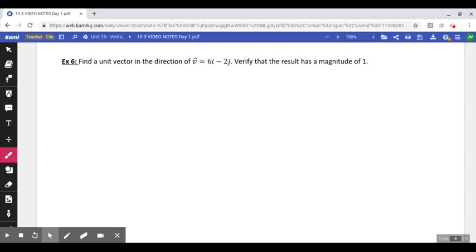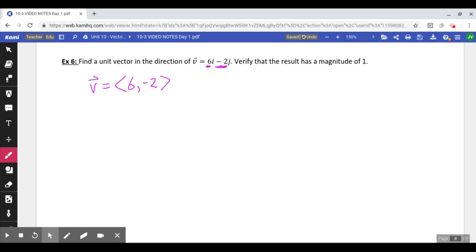In this example, we're going to find a unit vector in the direction of vector v, and we'll verify that result has a magnitude of 1. So this is going to be kind of a combo of what we've been doing up until this point. Vector v could also be represented as a vector ordered pair with an x component of 6 and a y component of -2. We can get that as the scalar multiples of both i and j here. I should actually include that negative sign there for you.